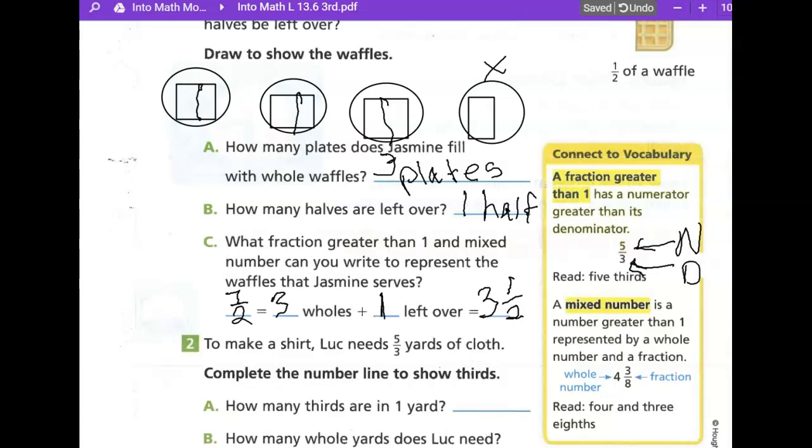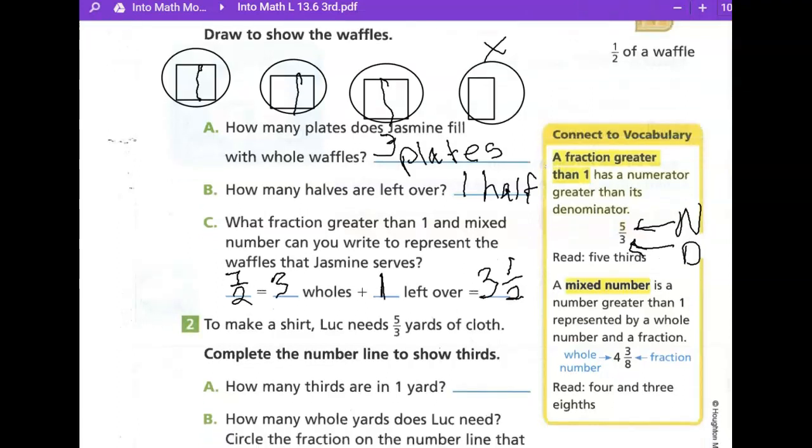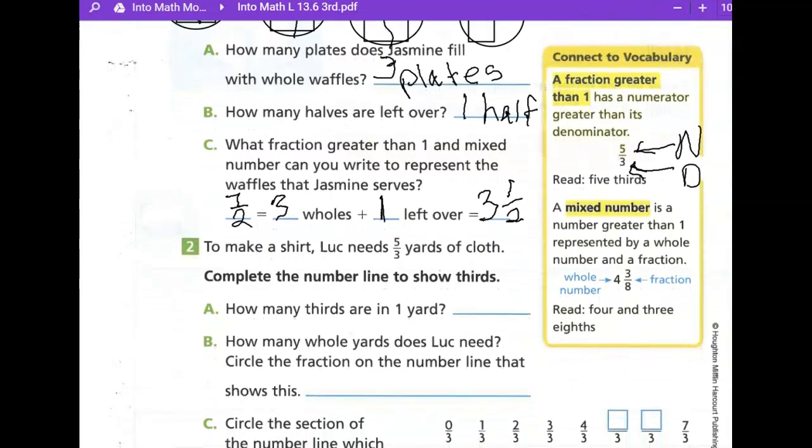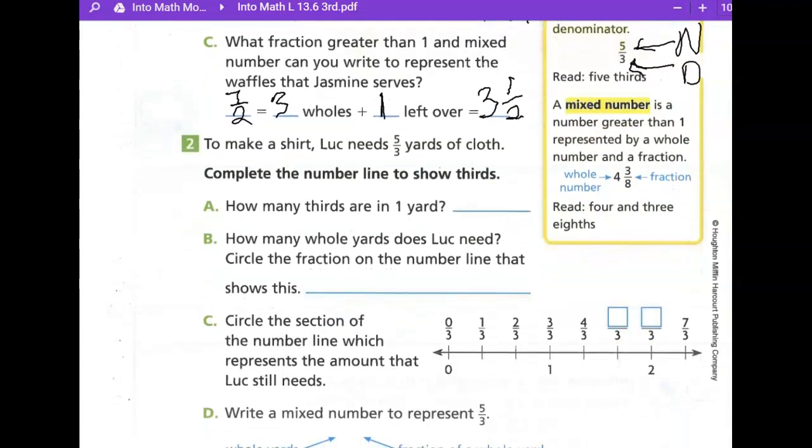To make a shirt, Luke needs 5/3 yards of cloth. Complete the number line to show thirds. How many thirds are in 1 yard? Well, we have 1/3, 2/3, and 3/3 in 1 whole yard. And when we got to 3/3, we were at the whole number 1. So how many 3/3 are in 1 whole yard? 3/3.